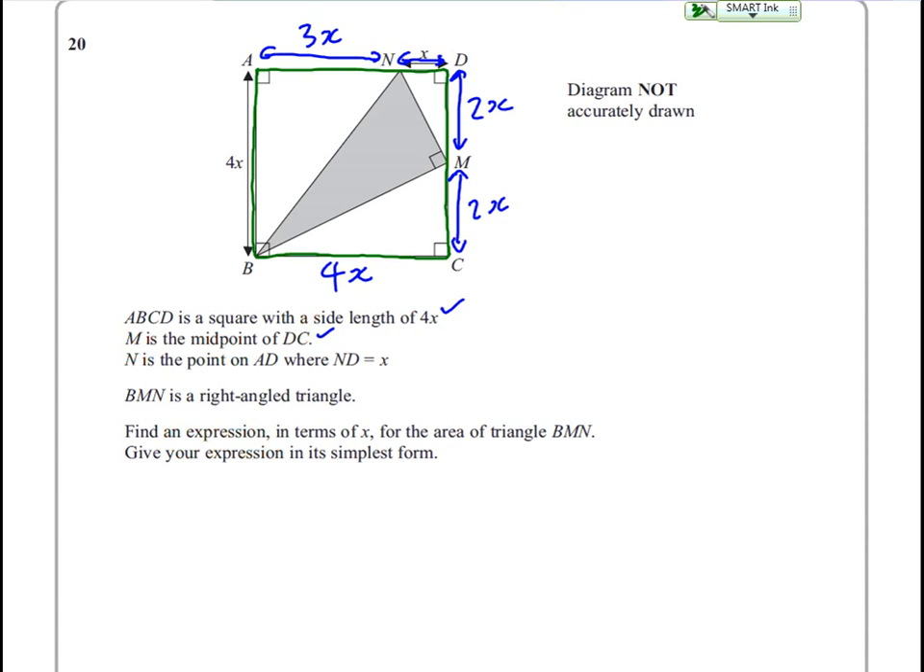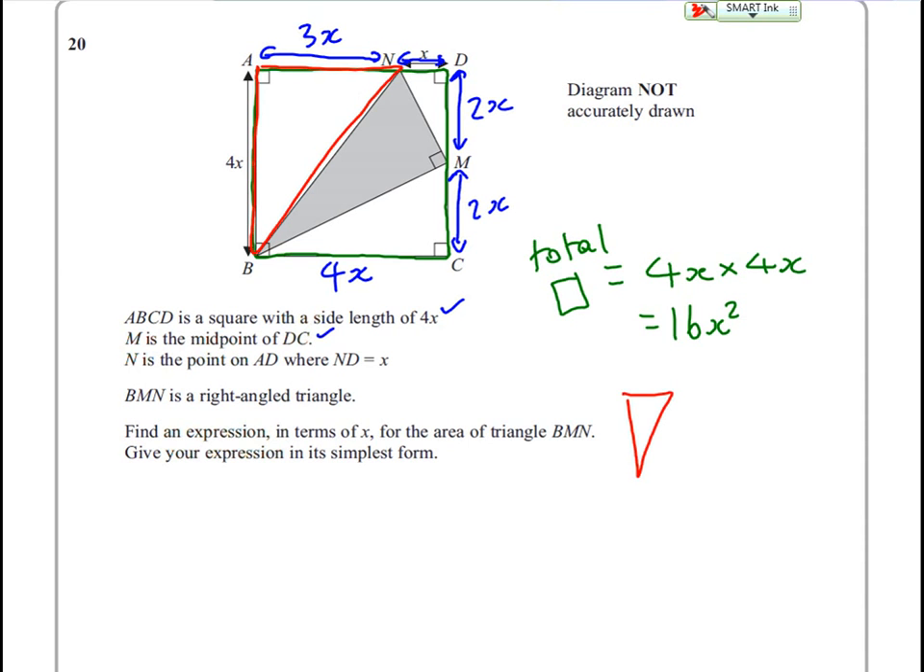So, total area of the square is going to be 4x times 4x, which is going to give us 16x squared. And we'll go through the triangles one by one, and find each area and then take it away from 16x squared. So the red triangle here has got length 3x and 4x. Formula for the area of a triangle is a half times base times height. Doesn't matter which one we half. We can half the 4x, so it's going to be 2x times 3x, which is going to give us 6x squared.